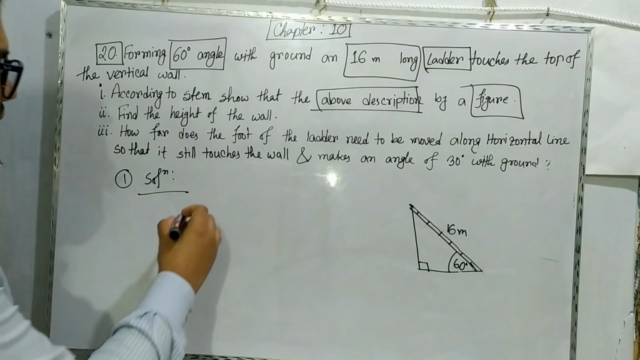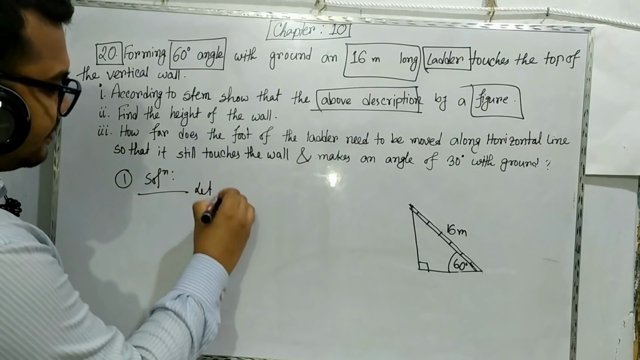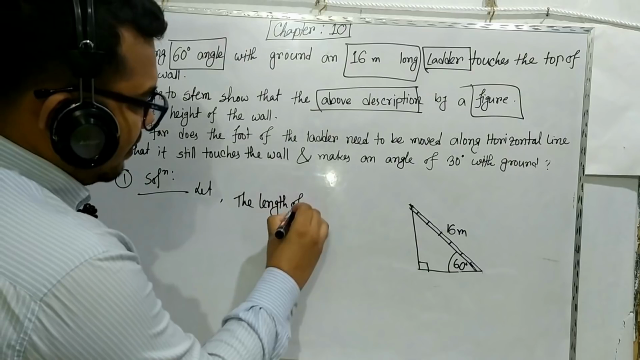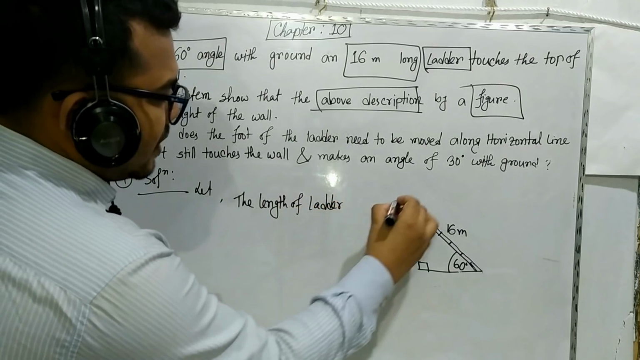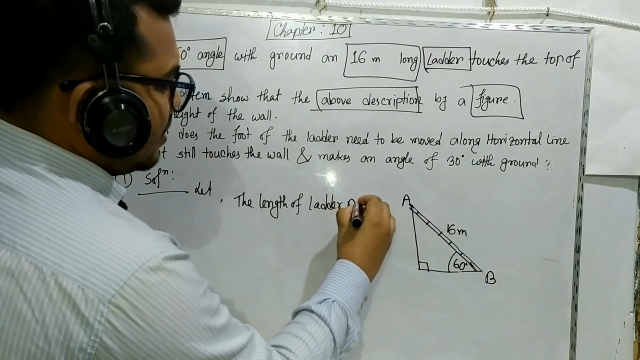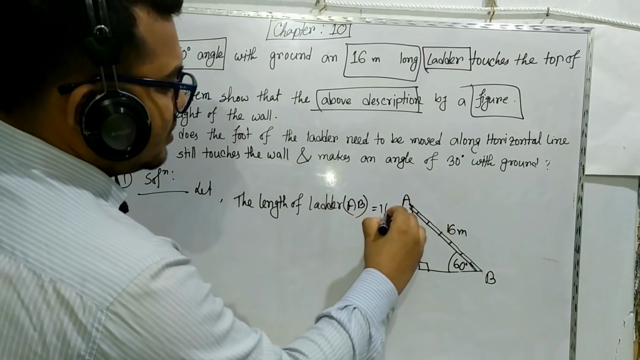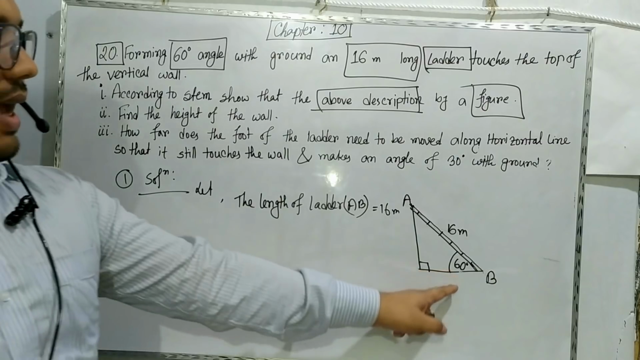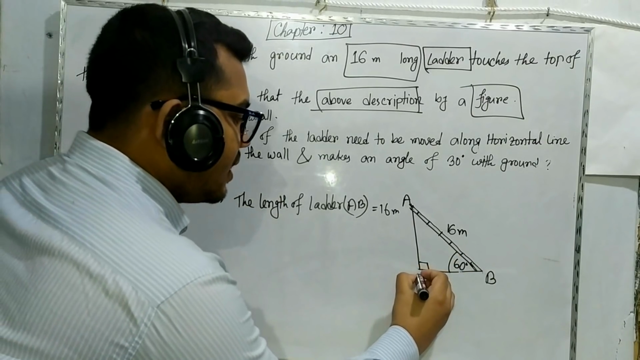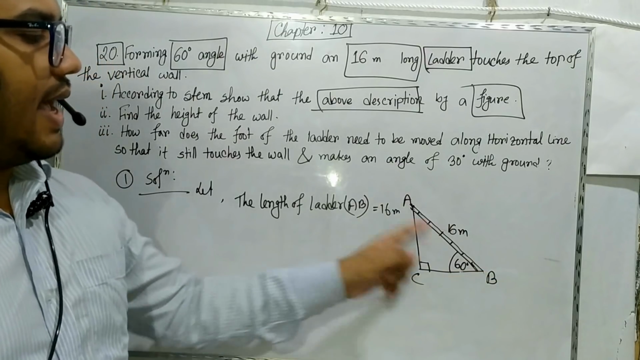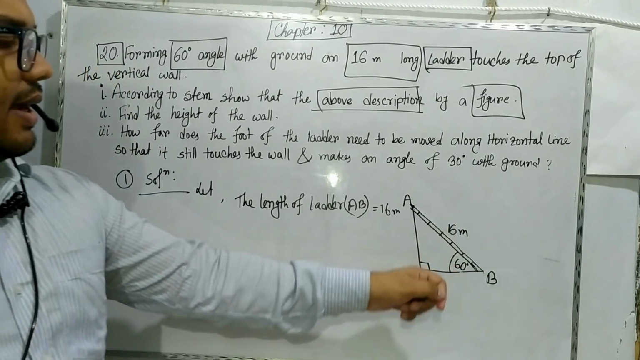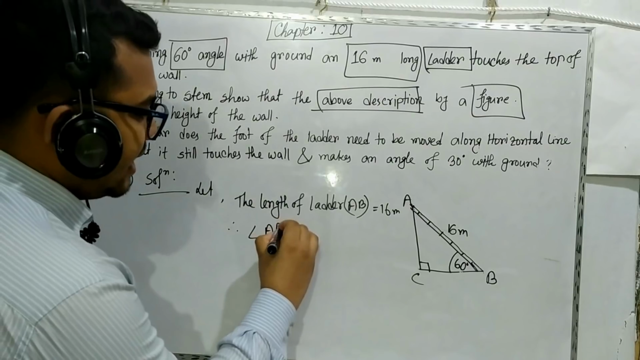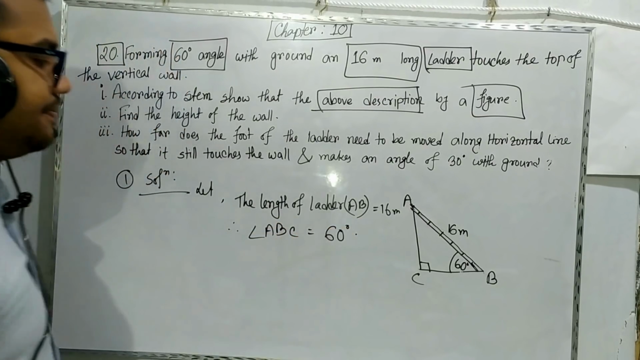So our question 1 can be written this way: let the length of the ladder, suppose AB, be equal to 16 meters. The length of the ladder is 16 meters. It creates an angle with the ground. These types of angle are called the angle of elevation. We will say that angle ABC is equal to 60 degrees.